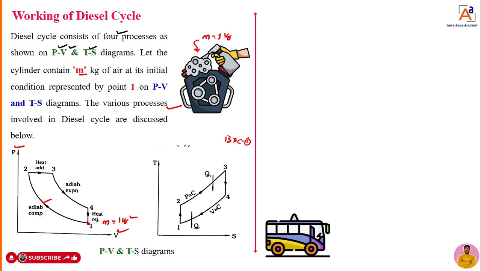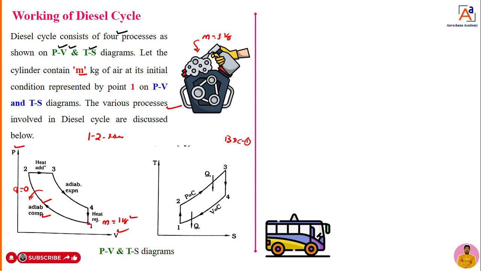That compression we can call adiabatic compression. Why is it adiabatic compression? During compression there is no heat transfer from the system to the surrounding. The process is compression, but if there is no heat transfer during that compression, we call it adiabatic compression. That process we call 1 to 2. So process 1 to 2 is adiabatic compression. Next, what will happen once the compression is over?